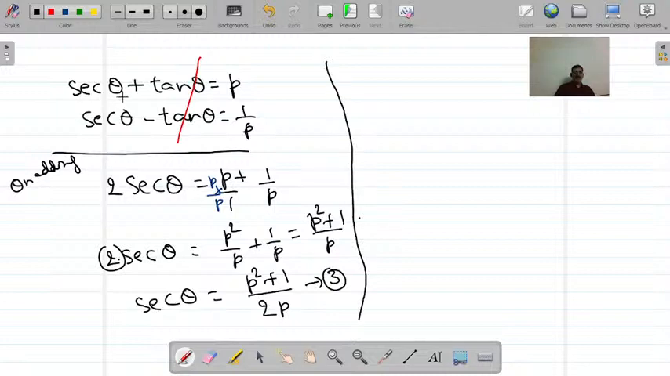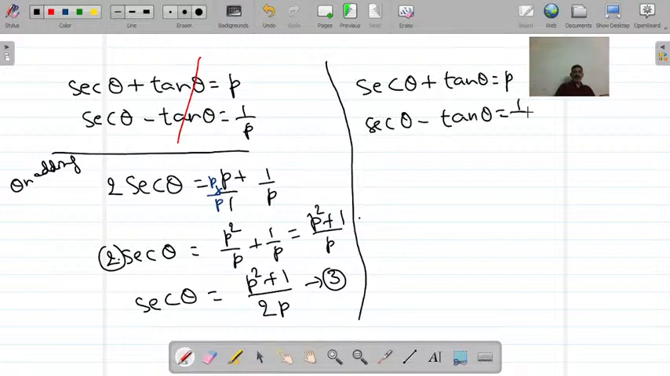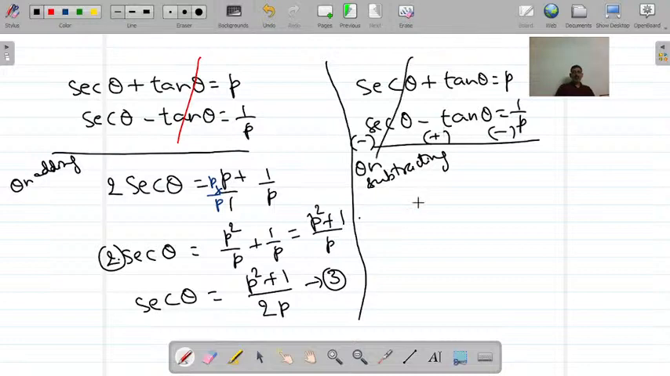Okay, now the same equations I am taking. Secant theta plus tan theta is equal to p. Secant theta minus tan theta is equal to 1 by p. Now subtract. On subtracting, earlier we added, now we subtract. So minus plus minus, so now these two are cancelled. So you get 2 tan theta is equal to p minus 1 by p.